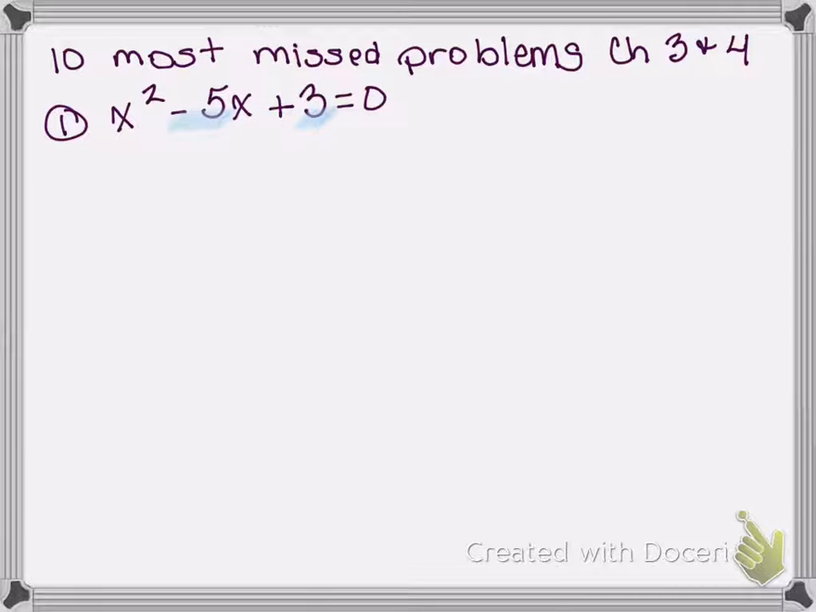So the first thing that we're doing is we are trying to determine if we can find two numbers multiplied together equal 3 and added together equal negative 5. And we cannot do that. There are no two numbers that we multiply together to get 3 and add together to get negative 5. So we are going to have to find the exact solutions to this a different way.